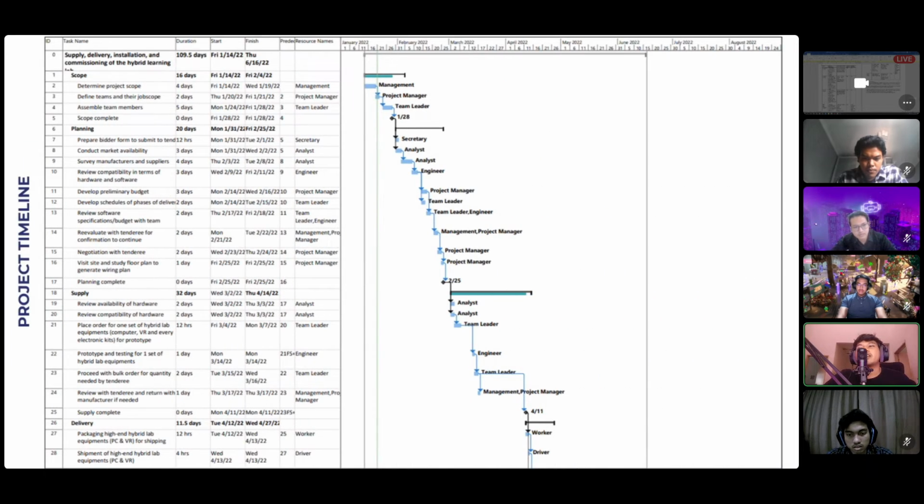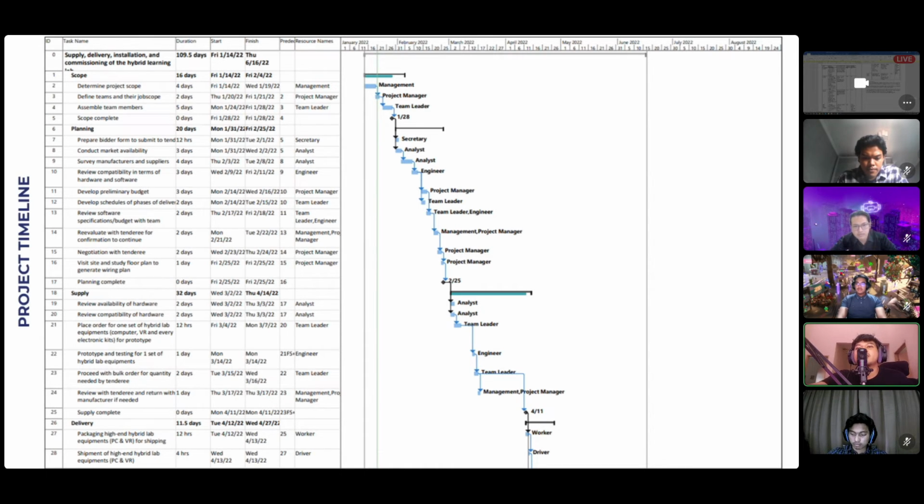Okay, looking at the timeline, first of all, we can see that after the tender is posted on, I think, 14th January, we took roughly 2 weeks to plan and submit our bidding proposals in February. Following that, further planning for delivery, supply, installation, and commissioning are carried out.